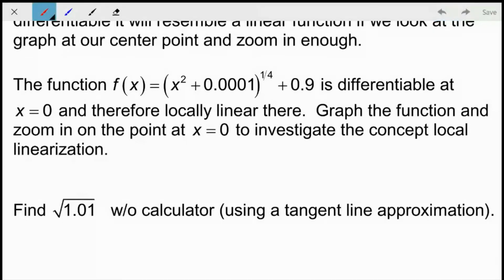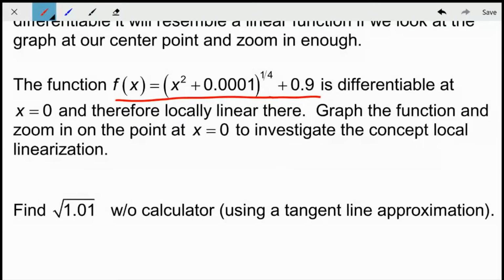You can go through this on your calculator. You can plot that function. And if you zoom in on the point at x equals 0, even though at the beginning it'll look like you have a cusp or a corner in that graph, if you zoom in enough, you'll start to see that that graph is actually differentiable there.